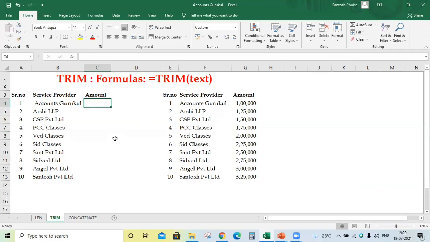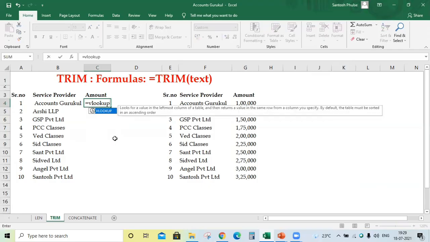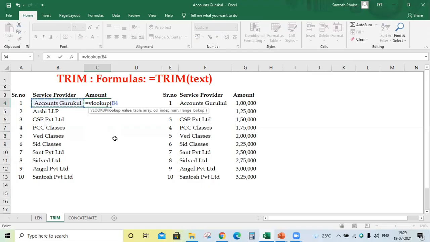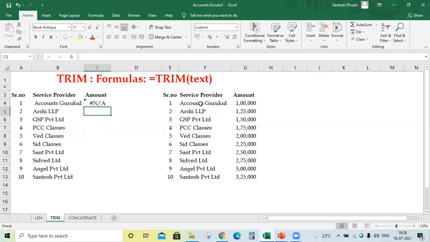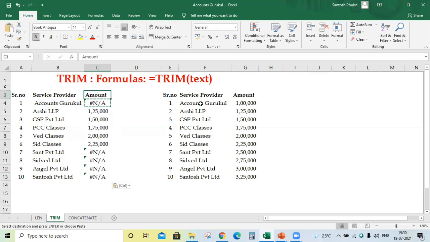And if you see here, that's VLOOKUP. This is the service provider, then true, false, bracket close. Okay, then you have to drag the formula till the end. Now if you see, the amount is captured here only for this data, but there is some error here.